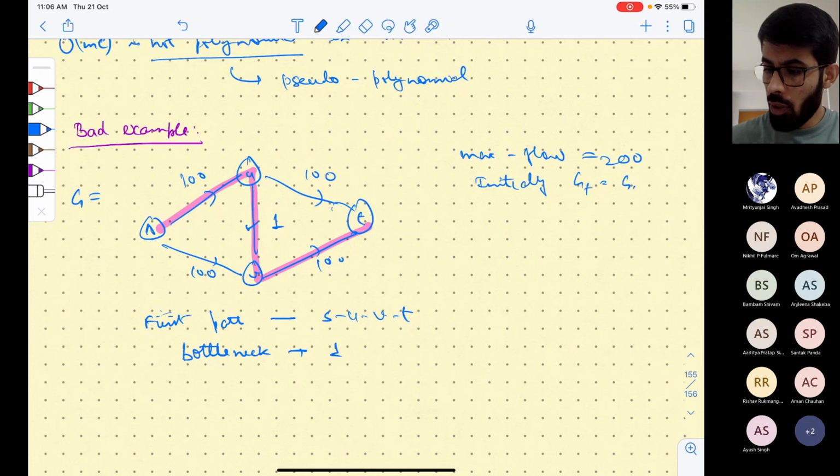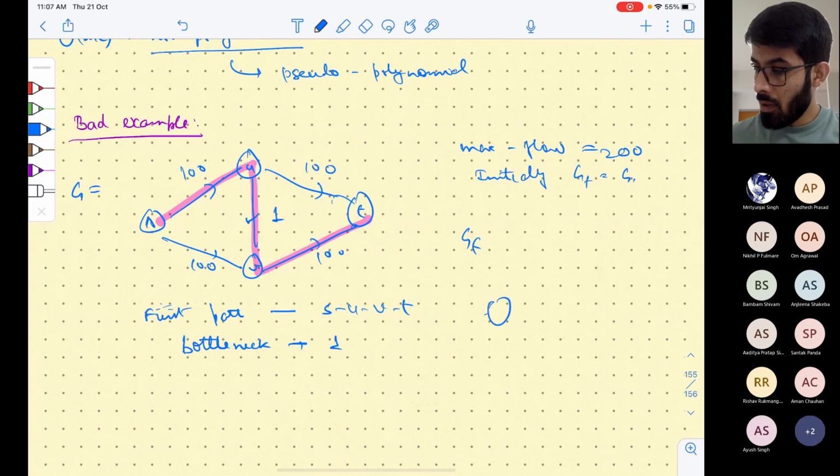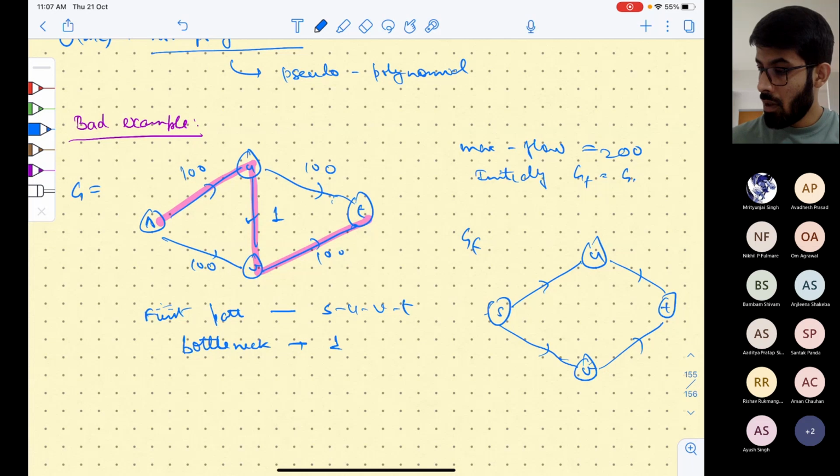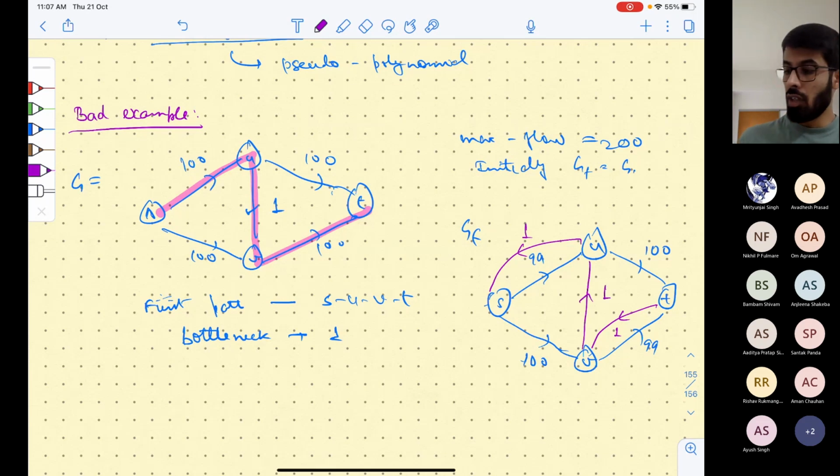So now what is going to be the GF? This is going to become 99 because we have decreased. This is going to remain 100. This is going to remain 100. This is going to become 99, the forward edge. Then we'll have a backward edge here of capacity 1, a backward edge here of capacity 1, and a backward edge here, capacity 1. There's no forward edge here because this one is saturated now, right? So this is the GF that we get.